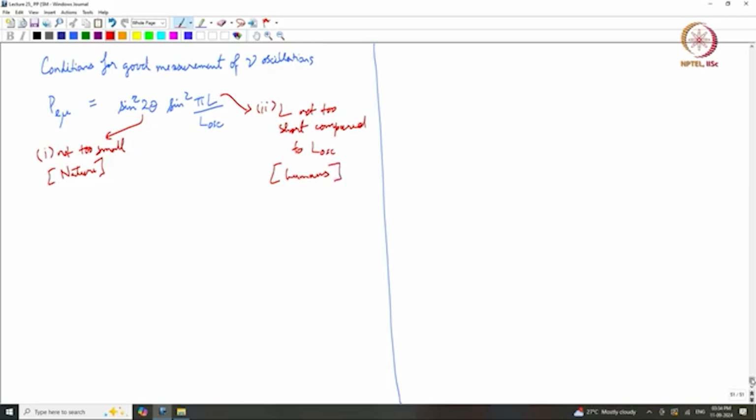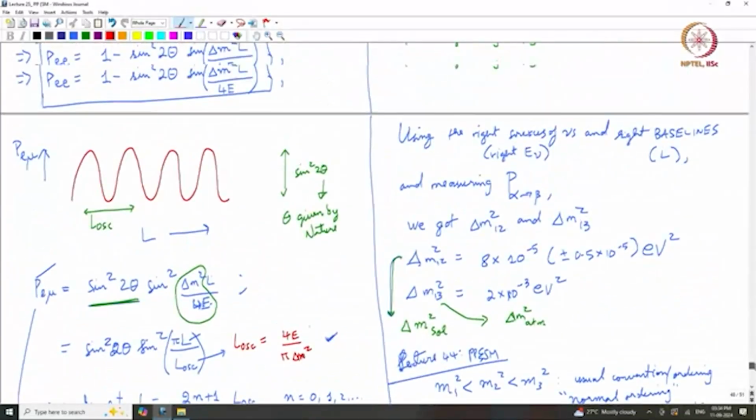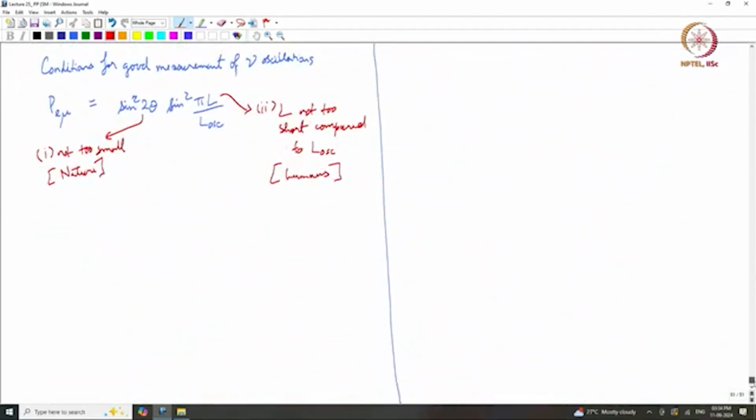So intuitively from this picture you can see that, right. If I take a very small L here, then I have not given it enough time to oscillate. That's what it means, that if you put the baseline too short compared to the oscillation length in the problem, then you are not going to see much of an effect, okay.